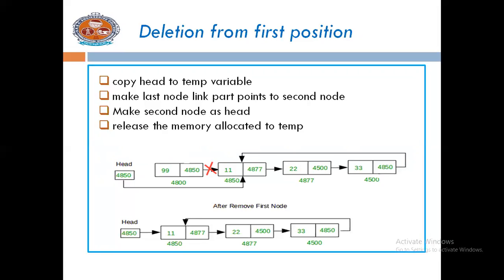So here if you look at the diagram, it contains 4 nodes initially. So 99 is the first node. After deleting the first node 99, second node becomes first node. So 11 becomes head from now onwards. Similarly, last node 4500 link part points to first node address, that is 4850.